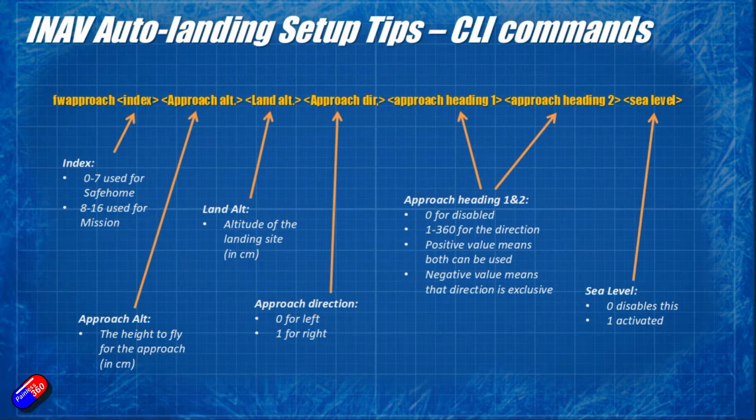So for each of the fixed wing approaches, there is all of this information that is stored for each one of them. It looks really complicated: fixed wing approach index, approach altitude, landing altitude. Let's go through each of these.